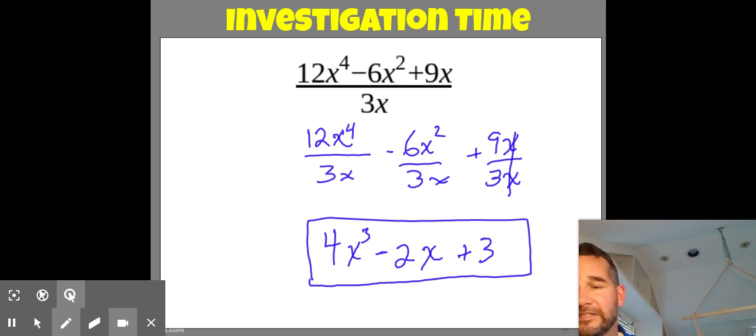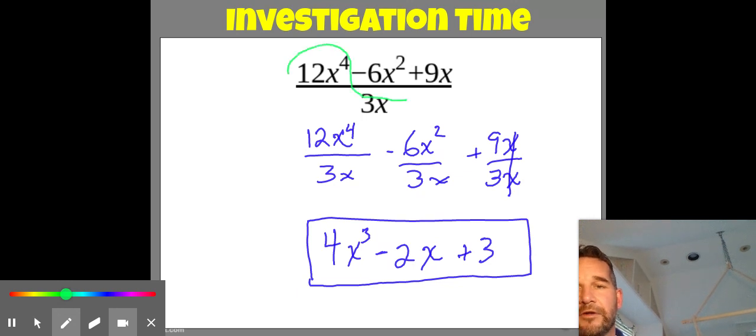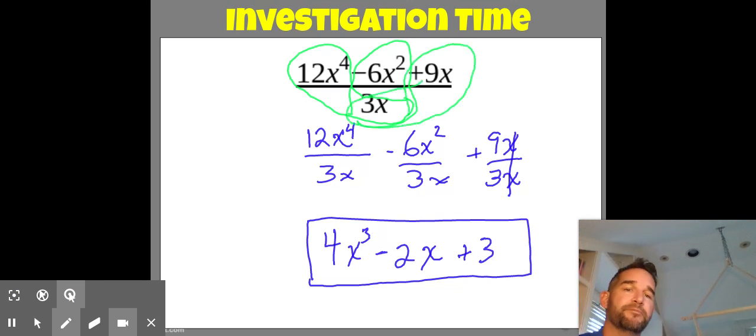So in a case like that, you can just simply make sure that everything gets divided by the 3x, okay? Again, the distributive property of division comes into play here.